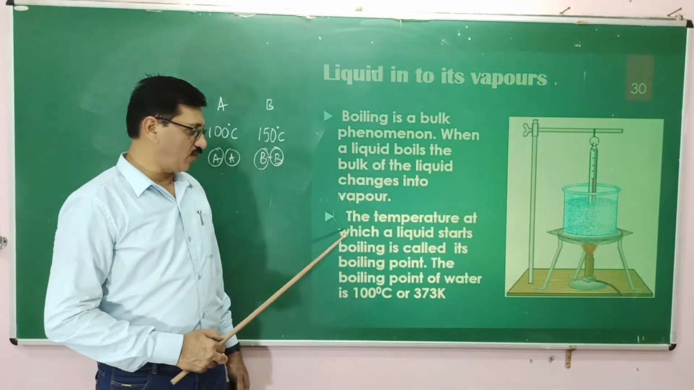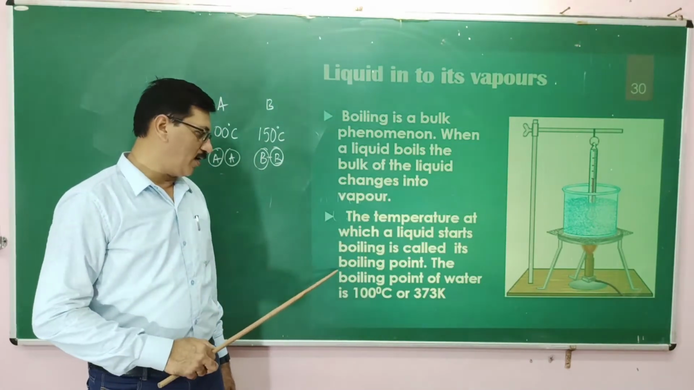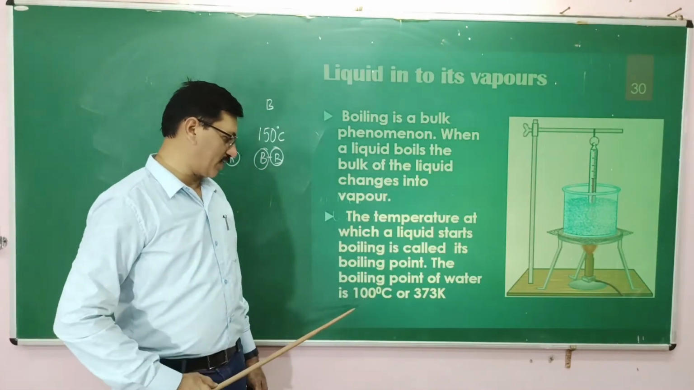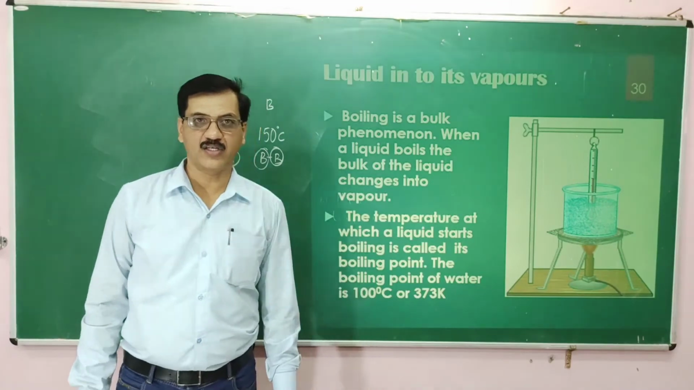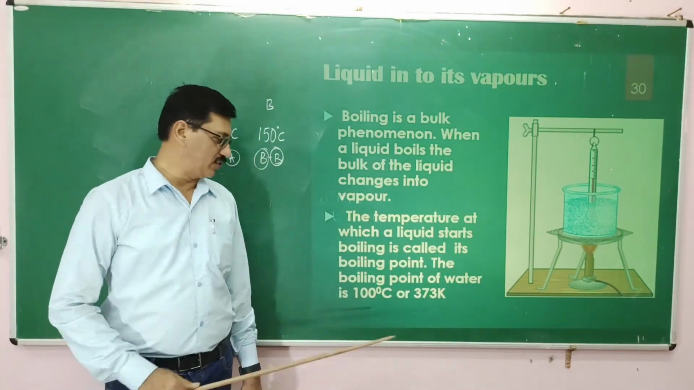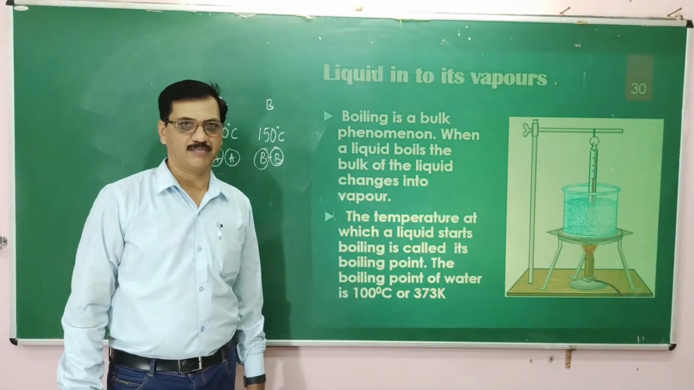So, the temperature at which a liquid starts boiling is called the boiling point. And the standard boiling point of water is 100 degrees Celsius at 1 atmospheric pressure, or at sea level, its boiling point is 100 degrees Celsius.